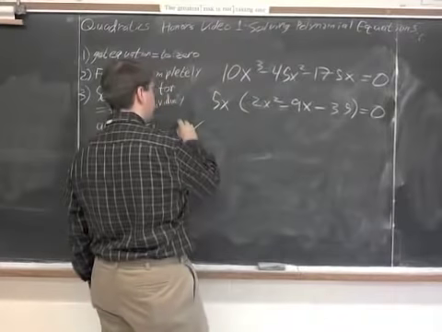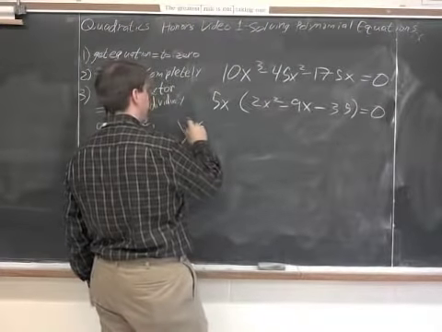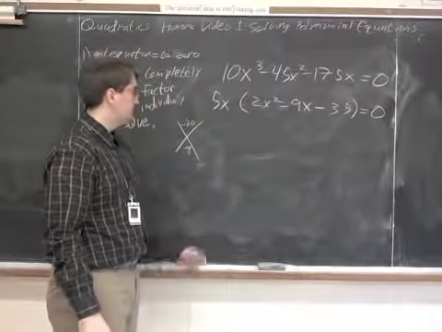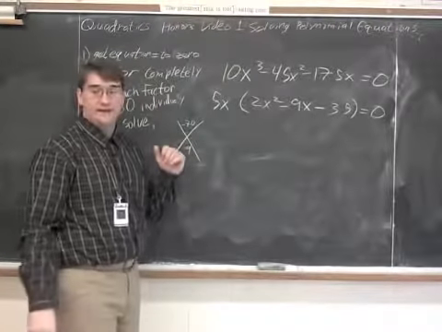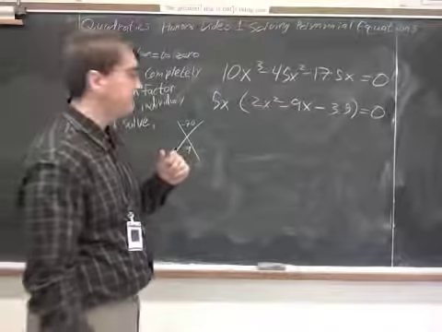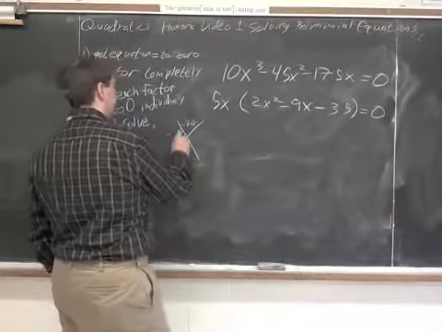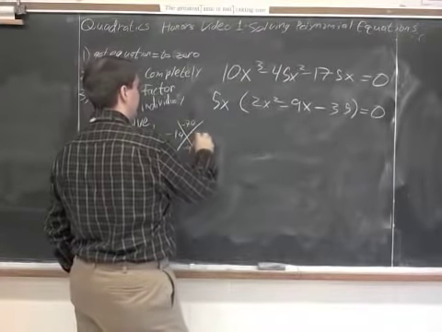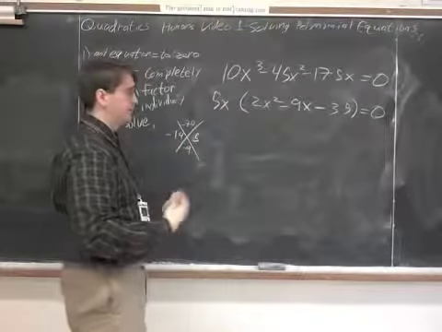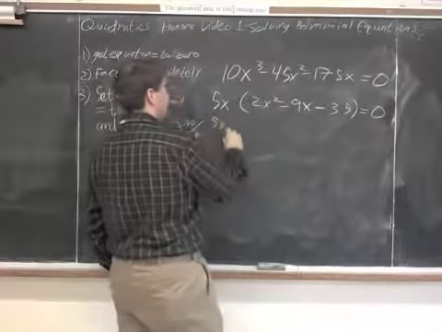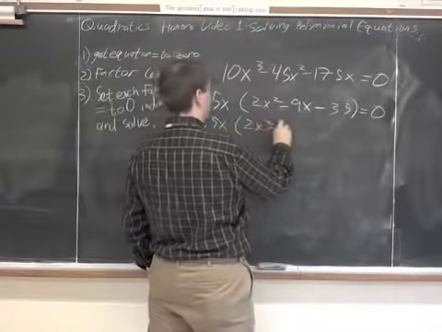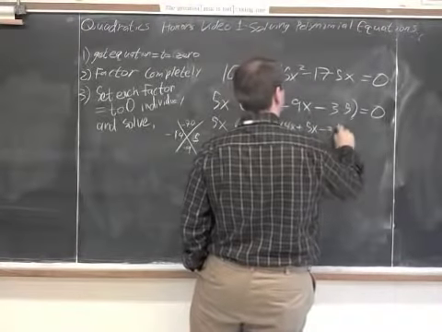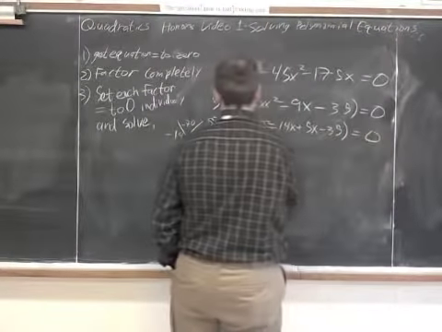So I need two numbers that multiply to negative 70 and add to negative 9. It's negative 14 and 5. Again, you should be figuring this out on your own. Don't just take my word for it. Check this out. 5x isn't going anywhere. 2x squared minus 14x plus 5x minus 35 equals 0.